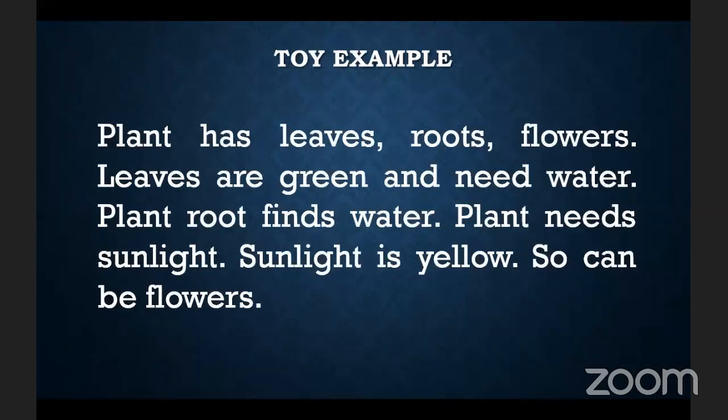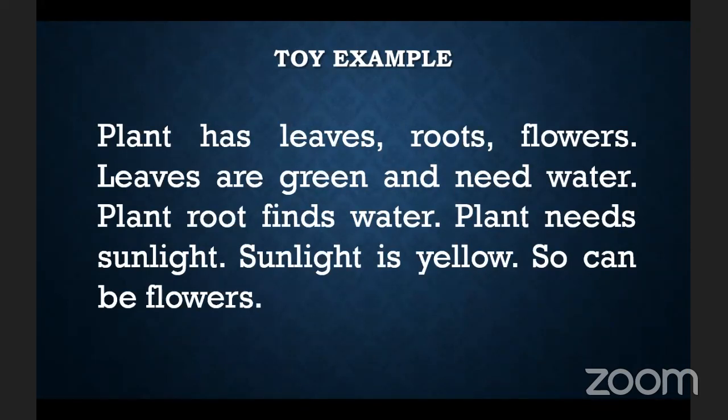So suppose I am giving a very toy example to make it more clear. Here you can see I'm giving an example: Plant has leaves, roots, flowers. Leaves are green and need water. Plant roots find water. Plants need sunlight. Sunlight is yellow, so can be flowers. Right now I am giving you 20 seconds to read it, and then I will ask you to repeat what you have read.